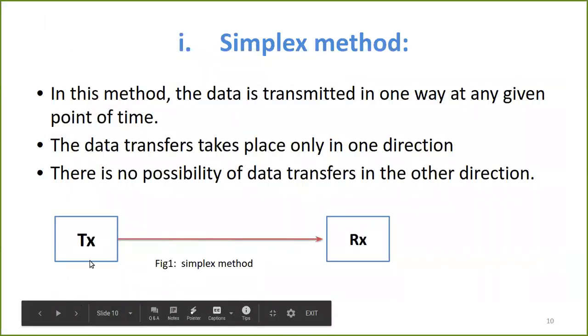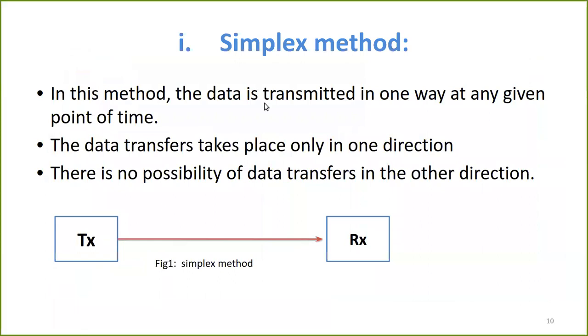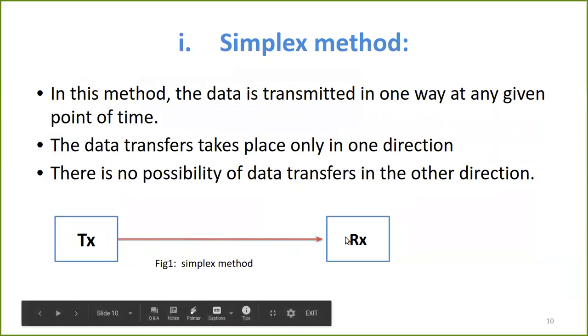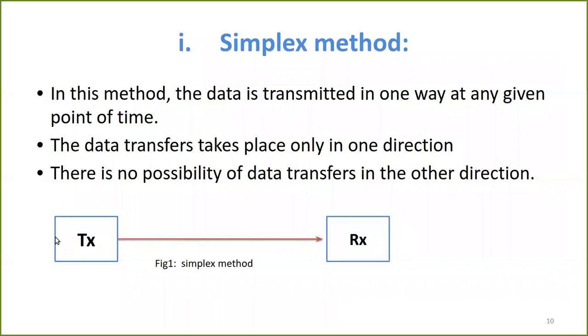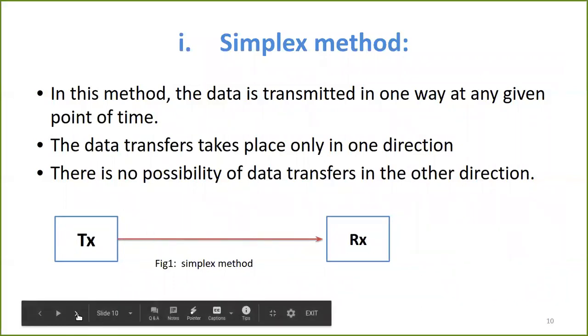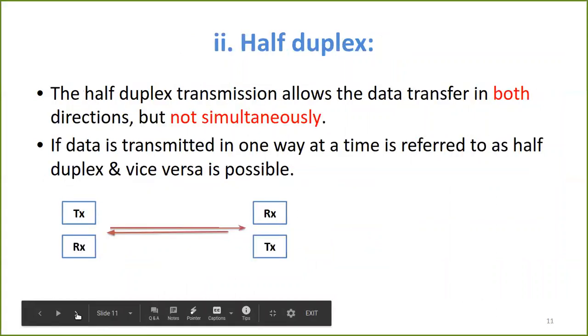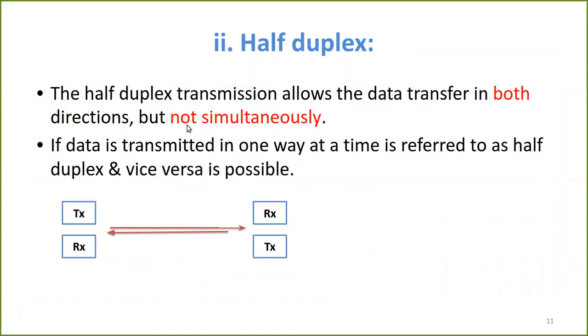So here, once again, we are going to discuss the same points. Simplex, the data is transmitted in only one direction. The other direction, it cannot be transmitted. So the transmitter will transmit and the receiver keeps receiving. In half duplex, the data can be transmitted in both directions, but not simultaneously.